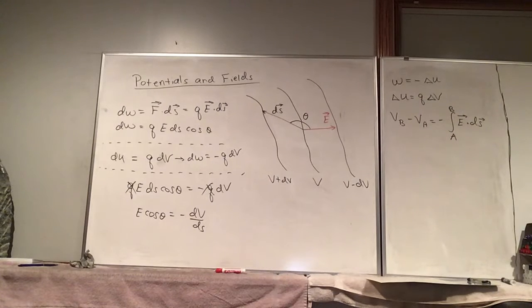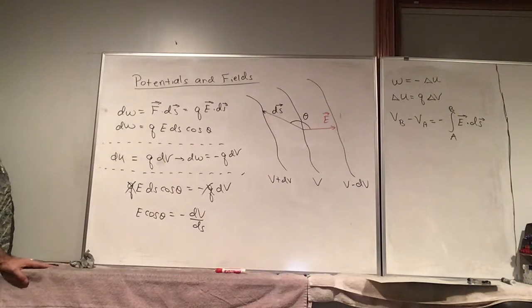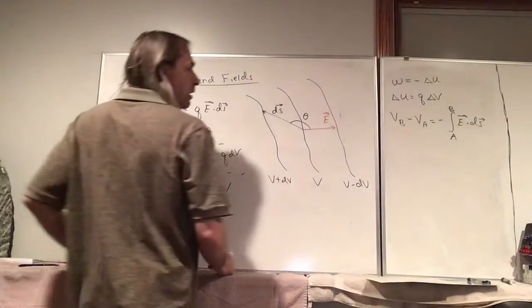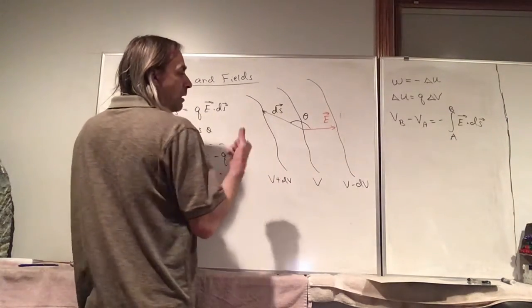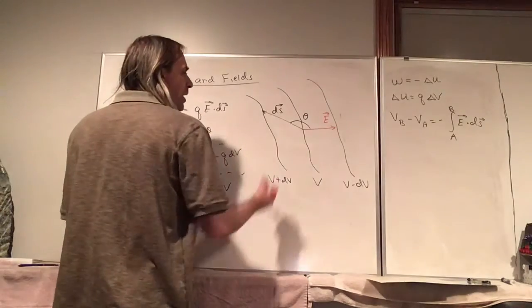Okay. Now, what is this E cosine theta? This is the component of the electric field in the direction S. So again, we can break this vector E into components. Yeah, it's a little weird because we'll have like a component.